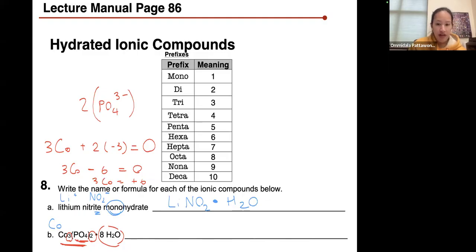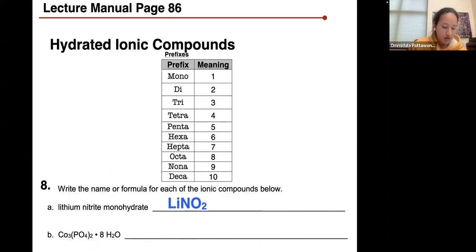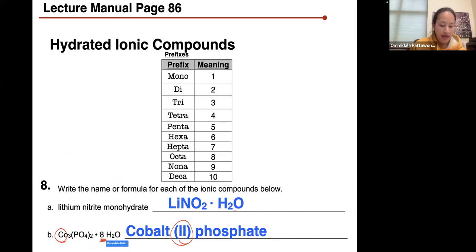So the name of this would be, let me erase this real quick, cobalt 2 phosphate. Again, the 2 comes from the charge of cobalt. So cobalt 2 phosphate, followed by, since 8 is octa, octahydrate for water.